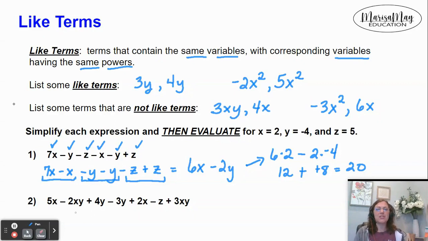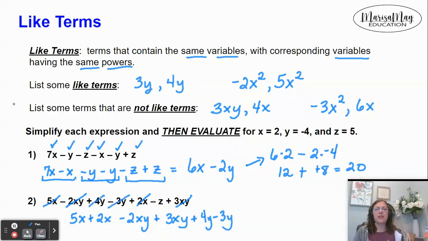All right, let's do number 2 here to finish up. Again, I'm going to reorder. So I've got 5x and 2x. I'll go ahead and mark them out just so I know I've dealt with them already. Then I've got negative 2xy and 3xy at the end there. Then I've got plus 4y minus 3y and minus z. Okay, so let's combine them together. So 5x plus 2x gives me 7x. Minus 2xy plus 3xy gives me plus xy. 4y minus 3y gives me y, and then minus z. All right, that's my simplified.